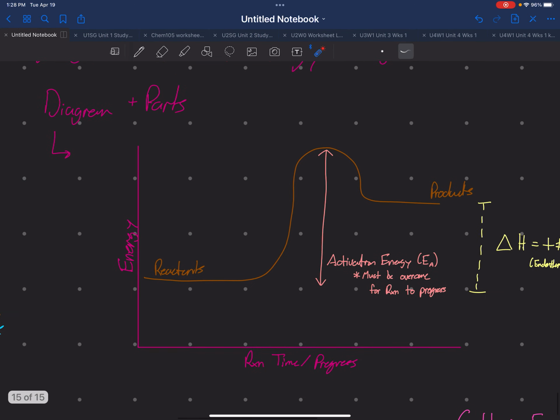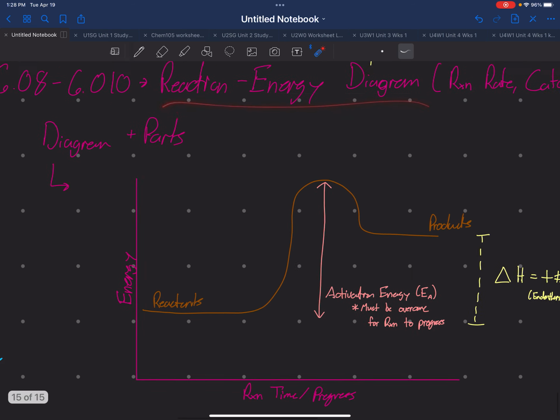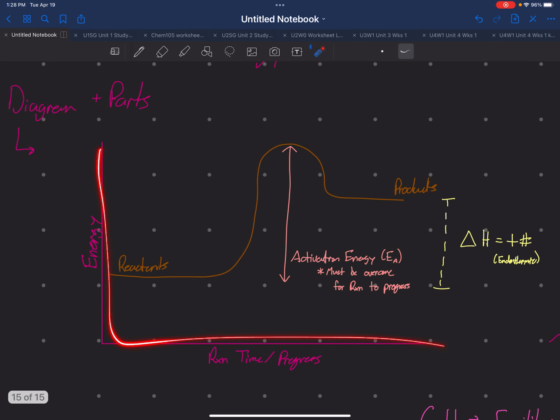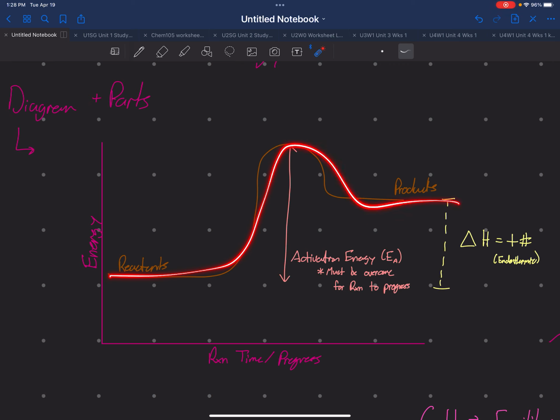So what is the energy diagram? It's the thing I showed you earlier, with the loop. Okay. Once again, on the left side we have energy, and at the bottom we have reaction time, or just the progression of the reaction. On the left we have reactants. On the right we have products. Now there are different parts. We're gonna be talking about this and this.